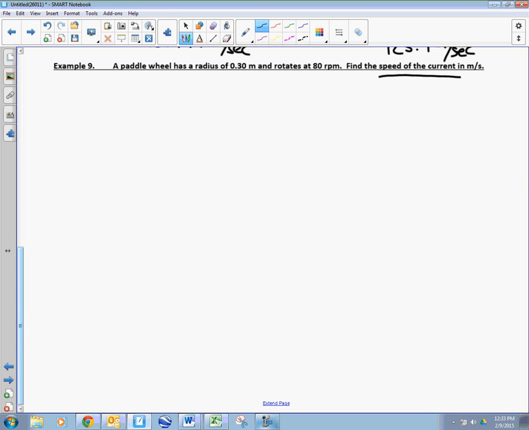So is the actual paddle wheel moving at all? Okay, it's moving. Is it covering any distance? No, but is the water covering distance? Yeah, like if a bug falls in the water, how far does it travel downstream? The river is actually moving along and it's turning that paddle wheel. So we want to find the speed of the current.